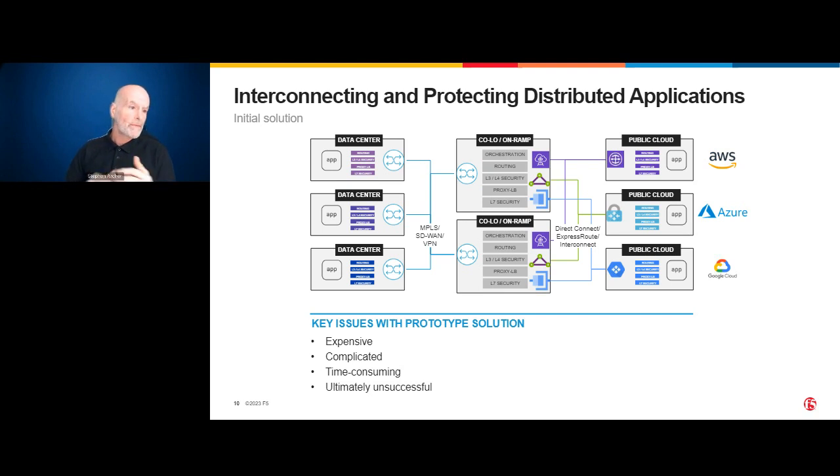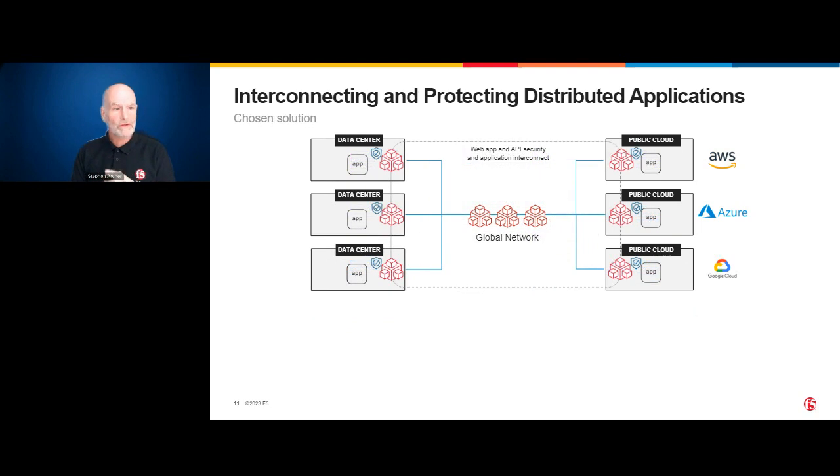So this is where the chosen solution comes in. Actually, you can see immediately the simplification of the solution using F5 Distributed Cloud. So the solution in this case actually took 2 weeks to prove. Most of that time was actually obtaining the credentials to allow us to deploy into the public cloud environments. But in a sense, really very simple to deploy.